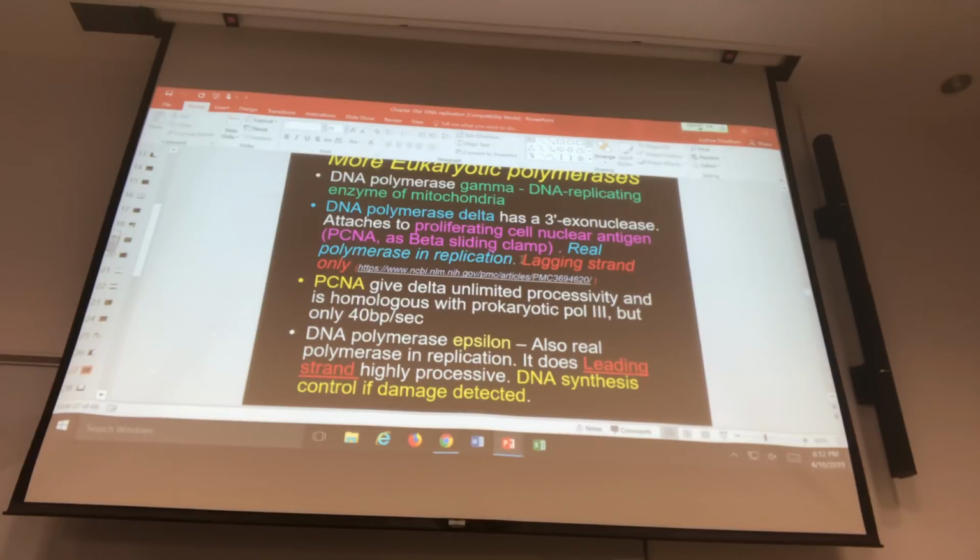DNA polymerase delta is responsible for the lagging strand. DNA polymerase epsilon is responsible for the leading strand of DNA.